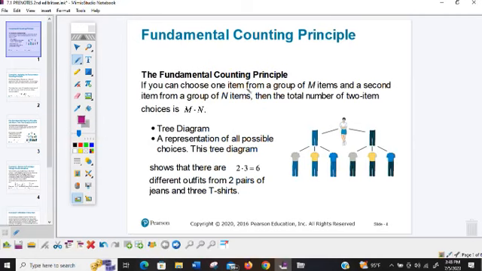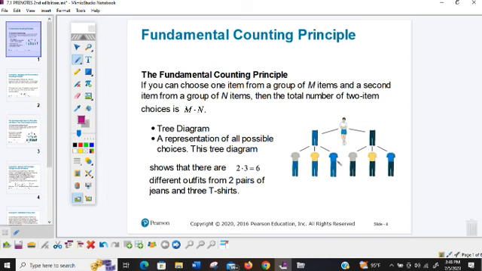In this section, we're going to look at the fundamental counting principle. Now, the fundamental counting principle, let's read about it. It says if you can choose one item from a group of M items and a second item from a group of N items, then the total number of two-item choices would be M times N. Okay, so let's put it in an example that has to do with outfits.